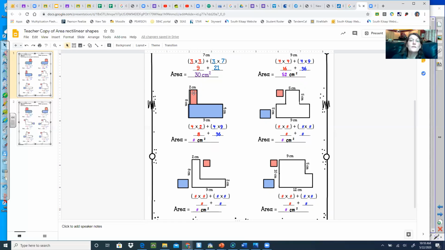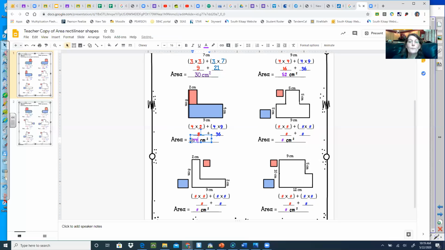So remember, if you need to pause the video to catch up, please do that. And while you're pausing the video and catching up, I'm going to fix this little chunk because that's annoying me. There we go. I think the cats are partying upstairs. Okay, 36 plus 8. 8 plus 6 is 14. 14 plus 30 is going to be 44.